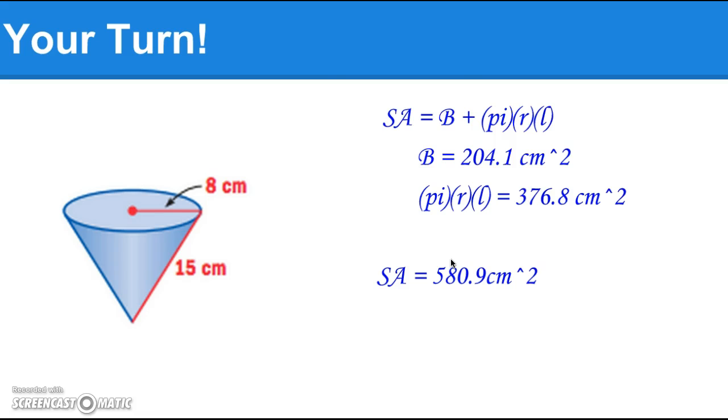Okay, so here's our last thing. Again, we say base plus pi times r times L. Our base was 204.1 centimeters squared. The pi r L part was 376.8 centimeters squared. So surface area with the decimal would be 580.9 centimeters squared.